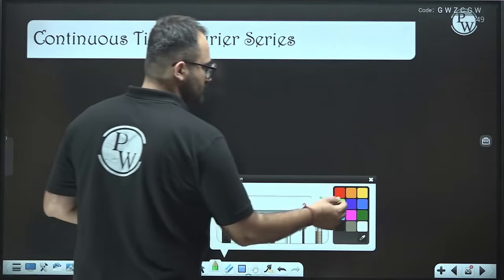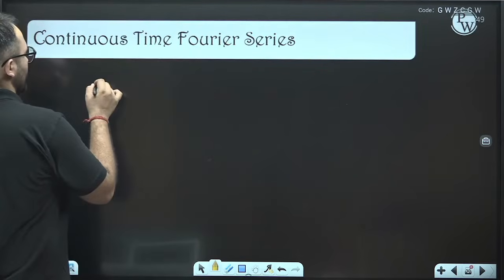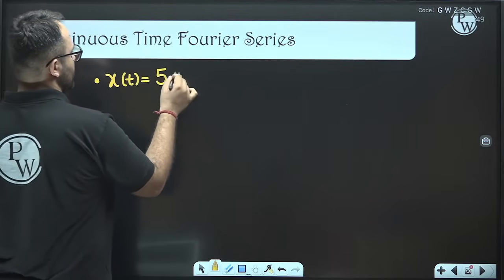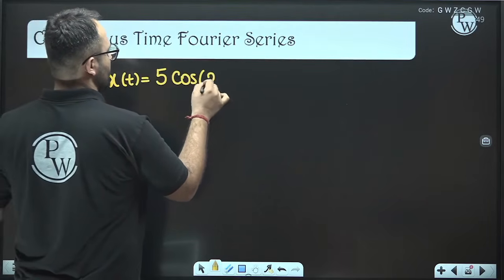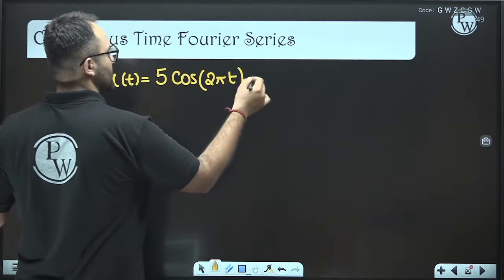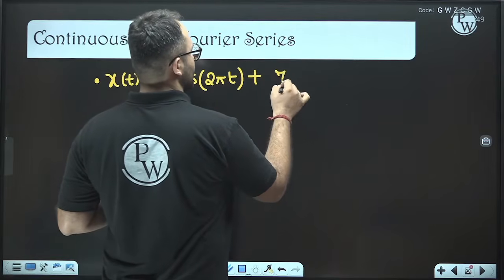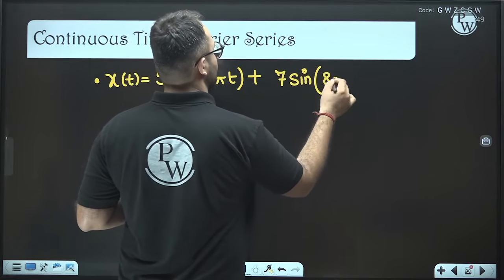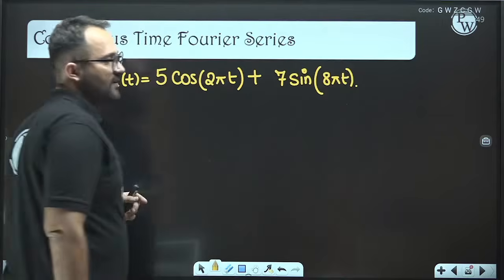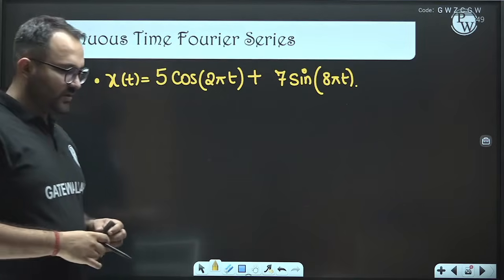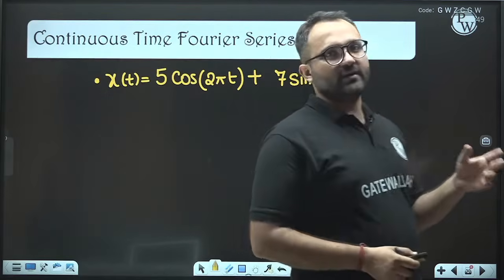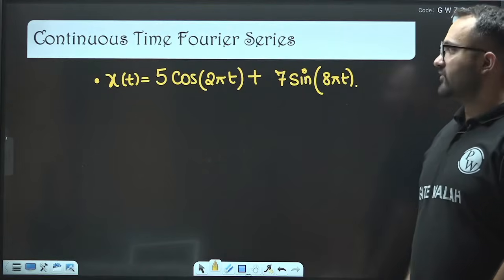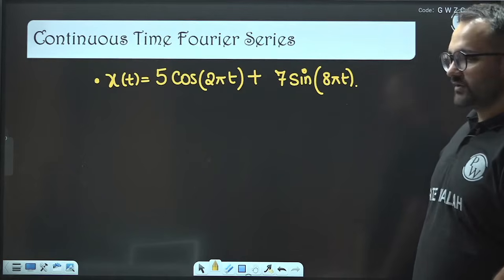So xt is equal to 5 cos 2 pi t plus 7 sin 8 pi t. Let us say this is a signal. So first of all, I'll request all the students to find out whether this signal is periodic, and if it is periodic, find out its period. Find out the period of the signal.